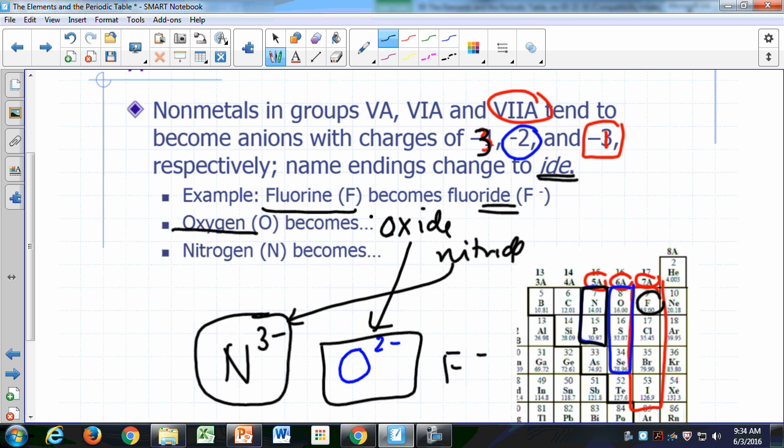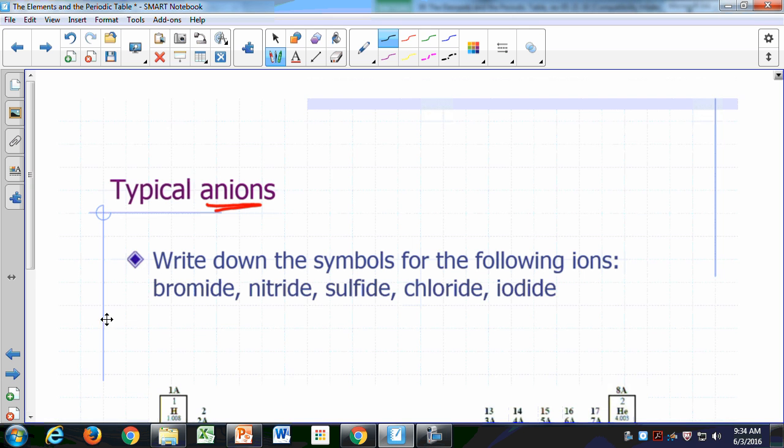What about chlorine? What happens to it? Chloride, which will have a charge of -1. So in general, the halogens become halides when they acquire a negative charge.